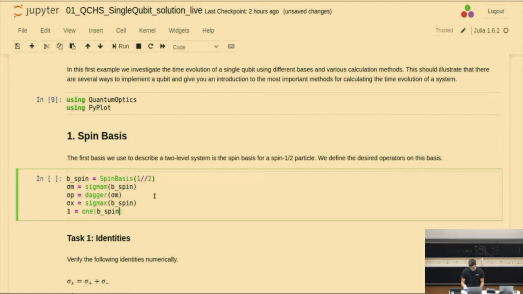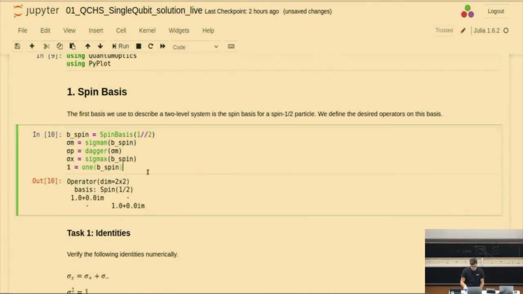Okay, and then I hope it's working. Good. So here you see that the output is always the last line in the box, and what you see here is just a 1 operator on the spin basis, which is just a diagonal matrix. Good. So you know how to execute the boxes, right?